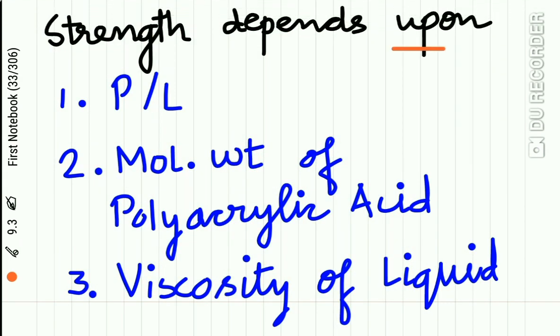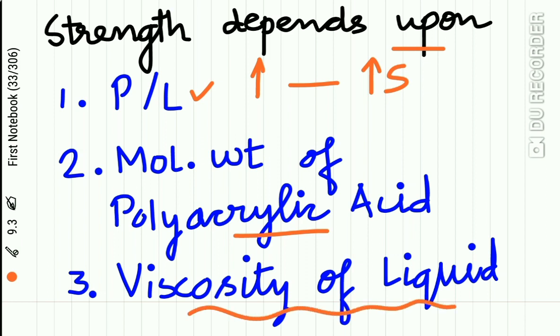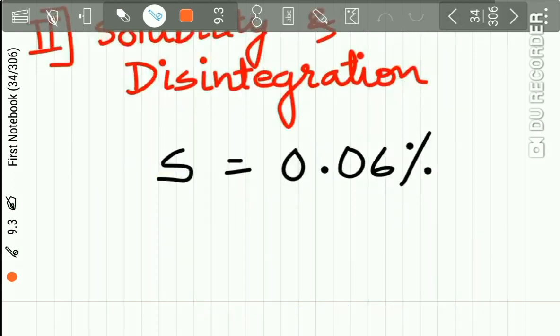Now the strength depends upon the powder liquid ratio. The higher the powder liquid ratio, the more is the strength. Also, the molecular weight of polyacrylic acid determines the strength of the product, and the viscosity of the liquid. Low viscosity liquid gives a weaker product, while high viscosity liquid gives a stronger product.